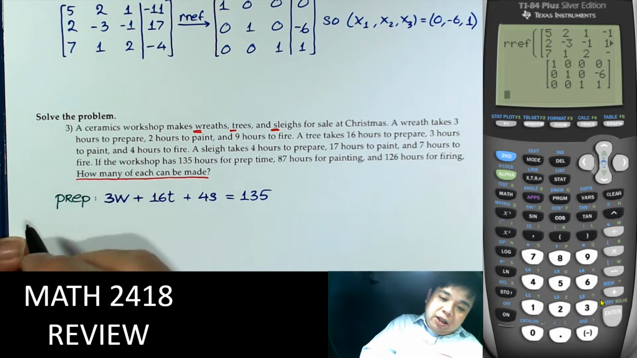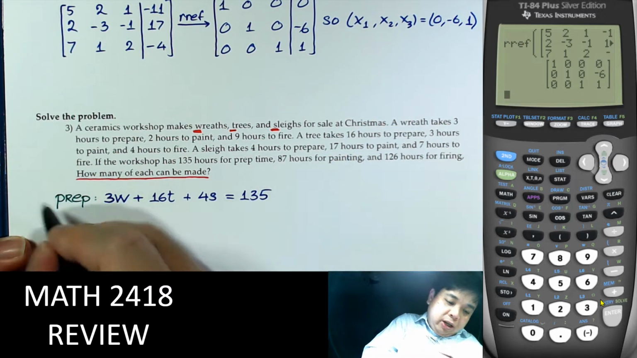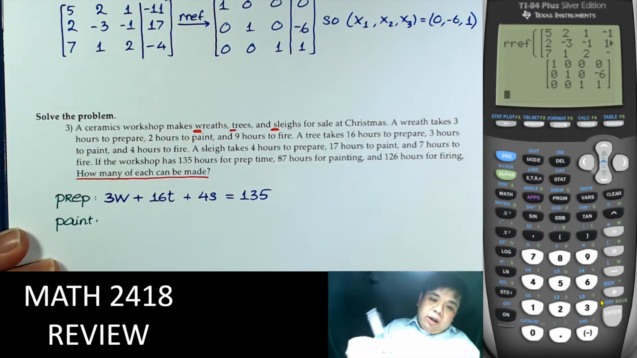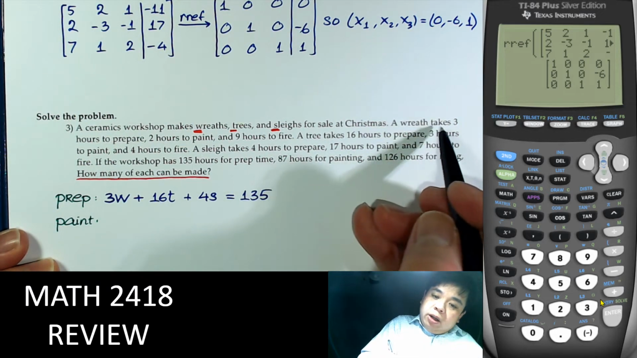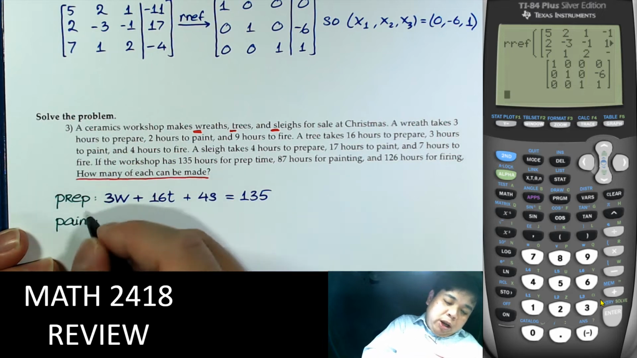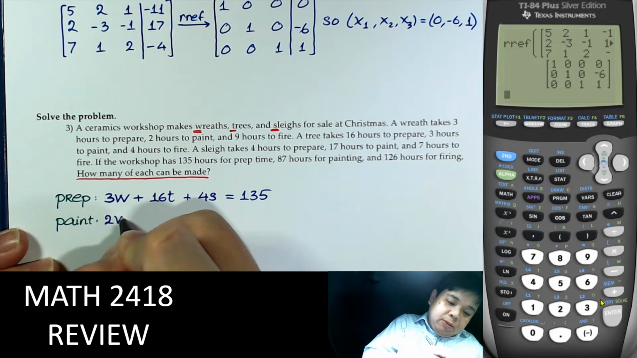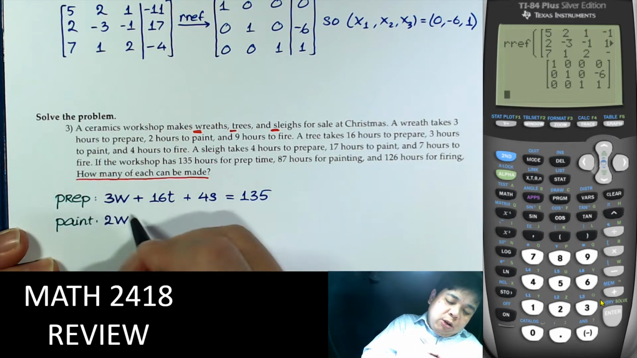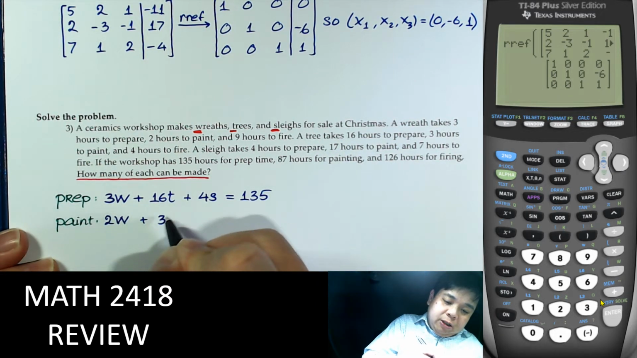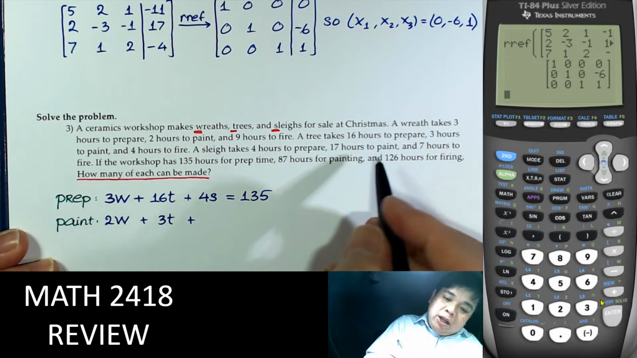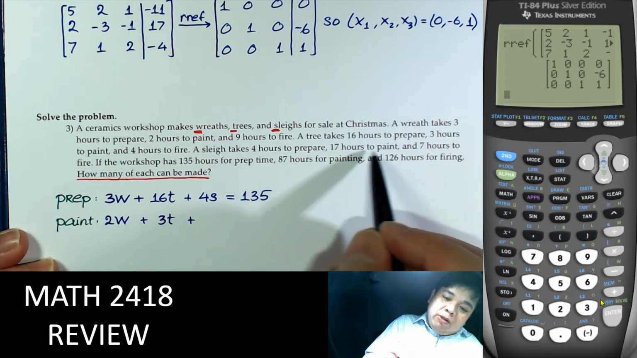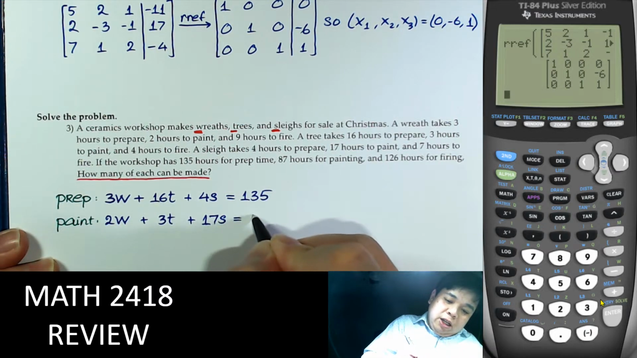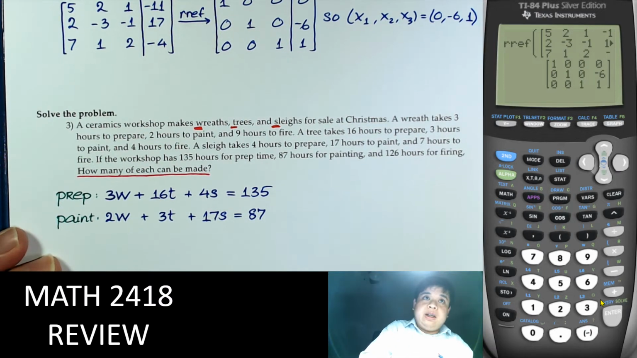Next, to paint: a brick takes 2 hours to paint, a tree takes 3 hours to paint, and a slate takes 17 hours to paint. The total is 87 hours of painting.